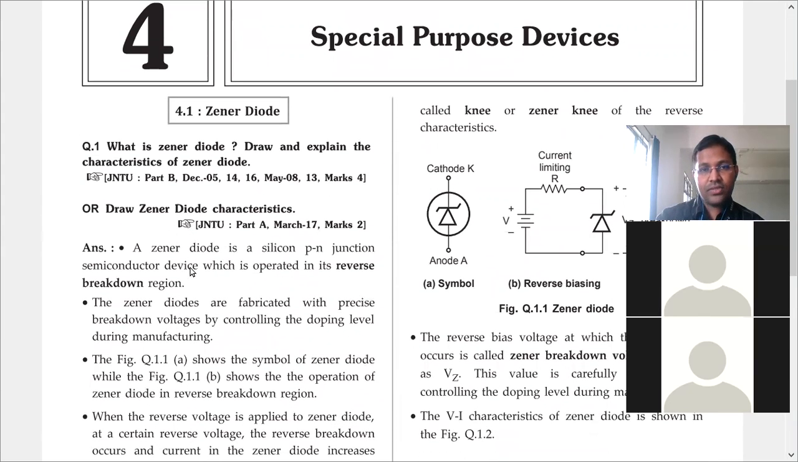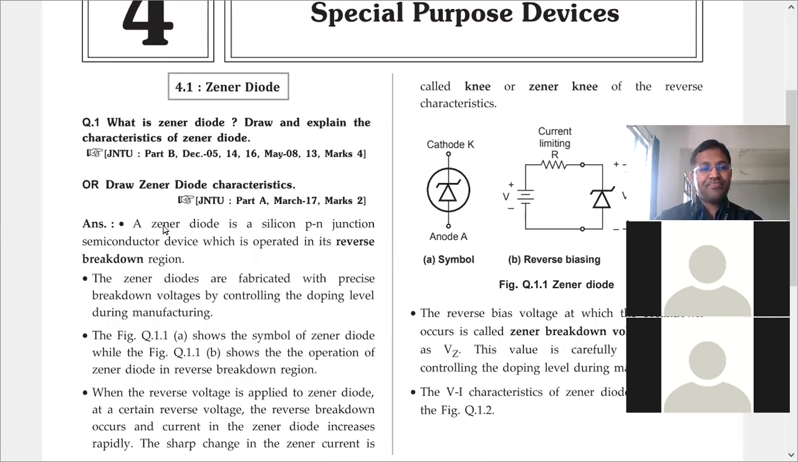whatever we have seen so far. So first, what is a Zener diode? A silicon PN junction diode operated in the reverse breakdown region. Remember, importantly, we are using it in the reverse breakdown region. Zener diodes are fabricated with precise breakdown voltage by controlling the doping level during manufacturing. I told you, the more the doping, the thinner the depletion region, the lower the breakdown voltage. If I increase the doping further, the depletion region becomes even thinner and the breakdown voltage becomes even less. So doping will control the breakdown voltage.